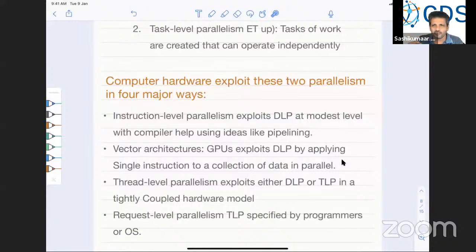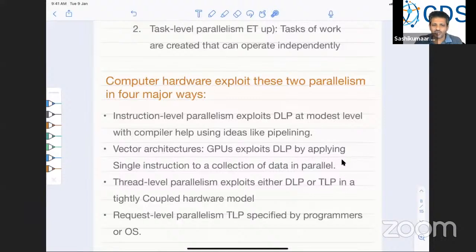GPU is one example, a data science example. You have the data, you split the data, you push it into the GPU. The GPU will be doing more and more computations with the same data. It's basically a single instruction applied to a collection of data in parallel. We will come to single instruction, multiple data; all these four categories we will see.